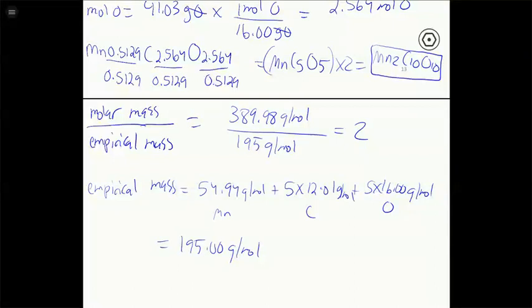We don't reduce it. Remember, the empirical formula is the reduced form. For a molecular formula, you don't want to reduce it. You have to report all the numbers as they are. So no reducing in this case.